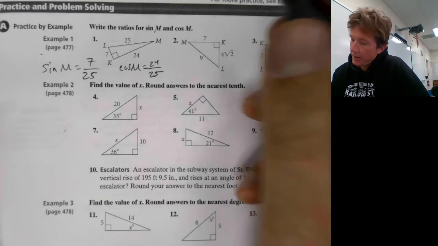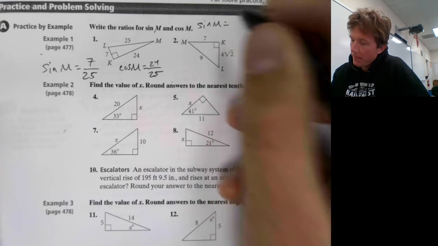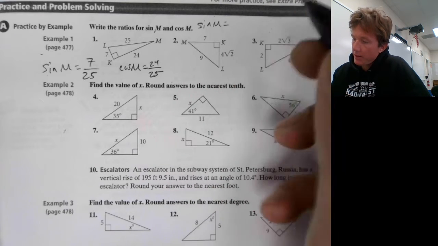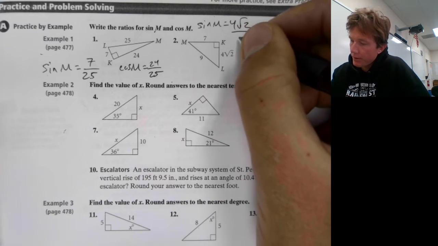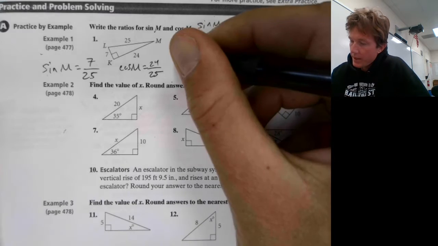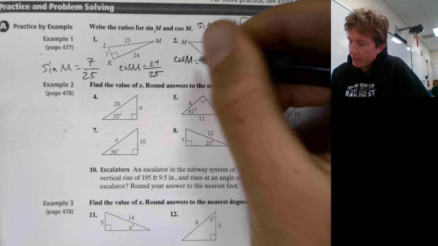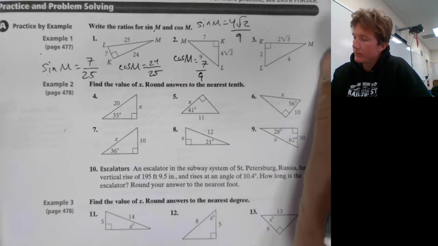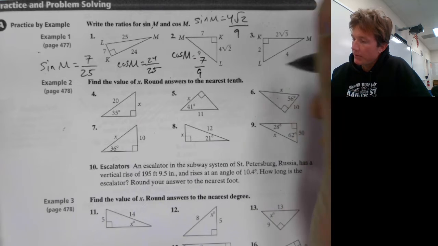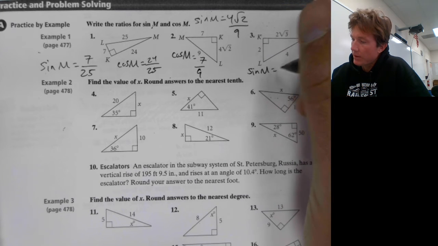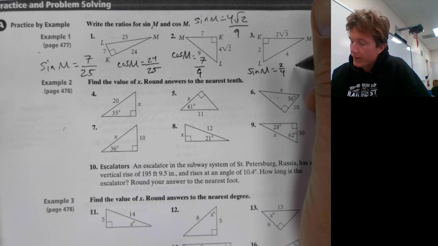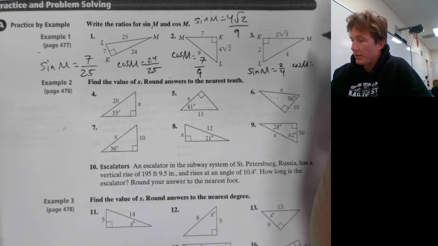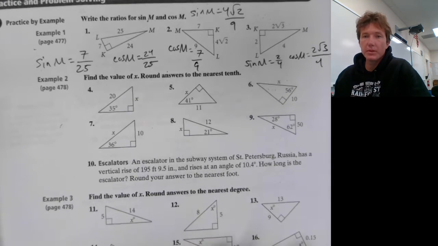Our next one, sine of m is going to be opposite over hypotenuse, so 4 root 2 over 9. And then cosine will be adjacent over the hypotenuse, so 7 over 9. And then last one, we have sine of m is going to be opposite over hypotenuse, so 2 over 4 or 1/2. And then cosine of m is going to be adjacent over hypotenuse, 2 root 3 over 4.